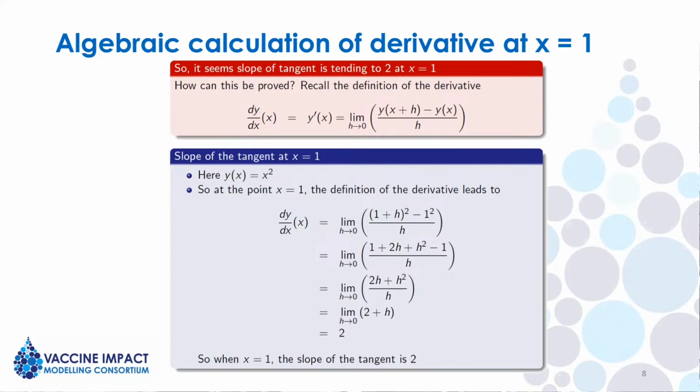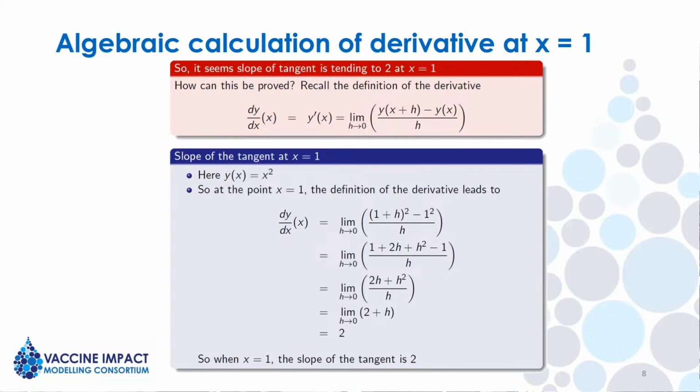So, if we're thinking about what is the derivative at x equals 1, so how is y changing with respect to x at x equals 1? Again, we've got our definition of a derivative, dy/dx, which is equal to y prime, just a way of writing it, equal to this limit as h tends to 0 of this function. We say as h tends to 0 because we're dividing by h, so we want to be careful about not dividing by 0. We can use this definition to get our derivative at x equals 1.